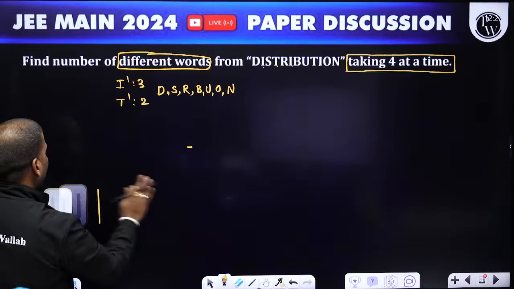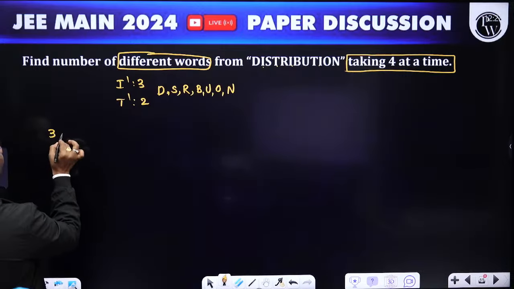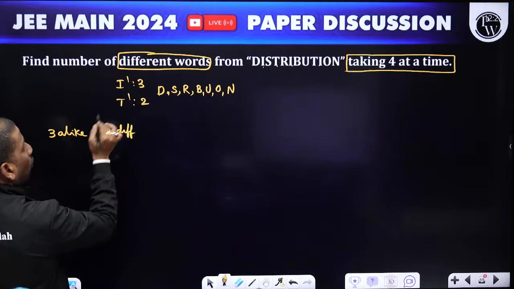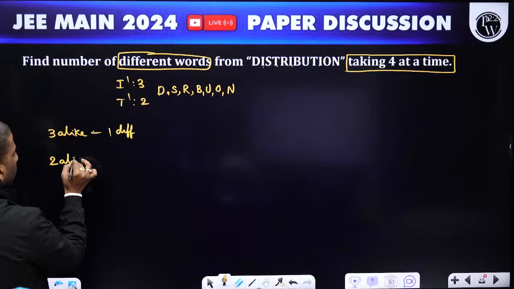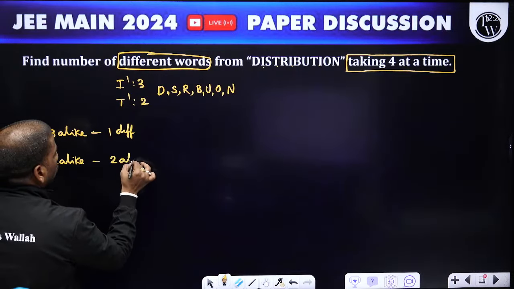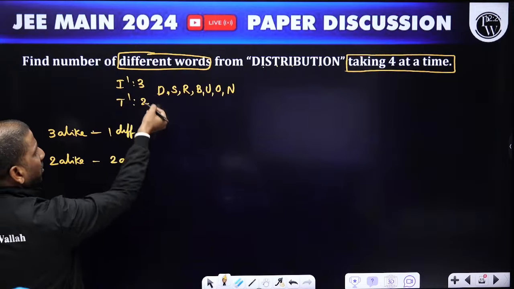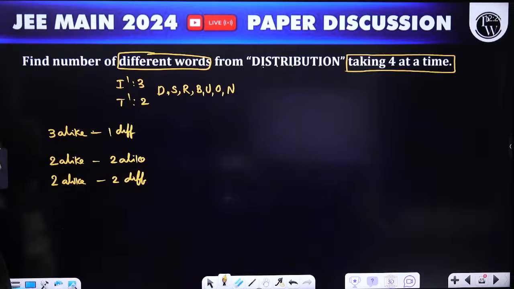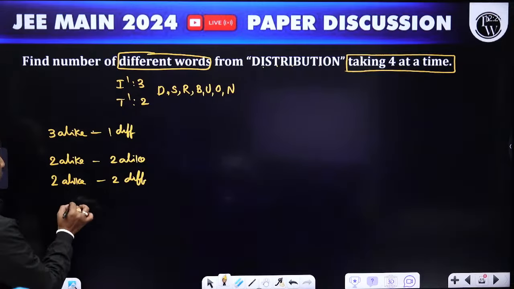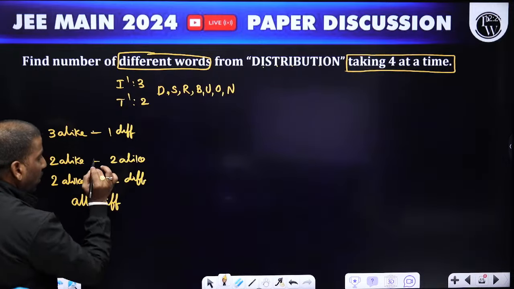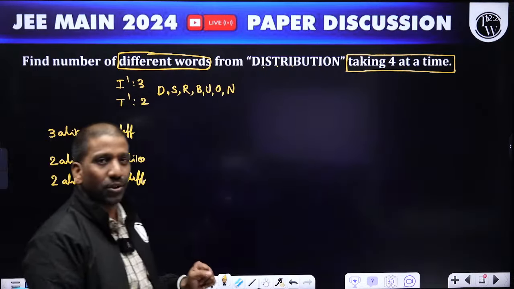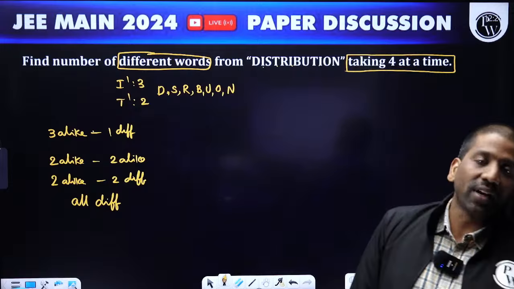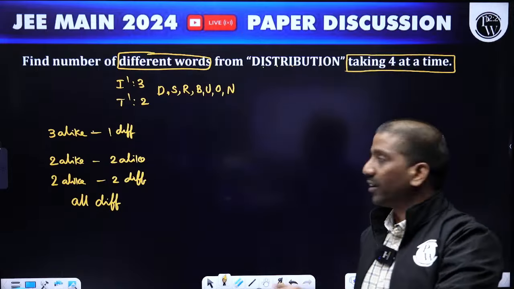The cases are: 3 alike, 1 different. 4 alike is not possible. 2 alike of one kind and 2 alike of another kind, because 3 and 2 are present. Second case, 2 alike, 2 different. Next, all different. These are the 4 possible cases. 4 alike is not possible, so that is not given.